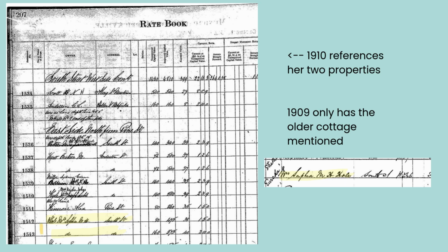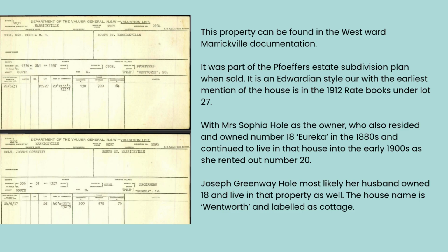With all this information, this can now tell a story of this house. This property can be found in the West Ward documents. Part of this estate, it is an Edwardian-style house, and the earliest mention of this house is in the 1912 rate books under Lot 27.